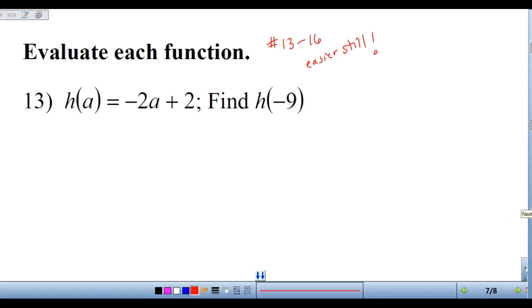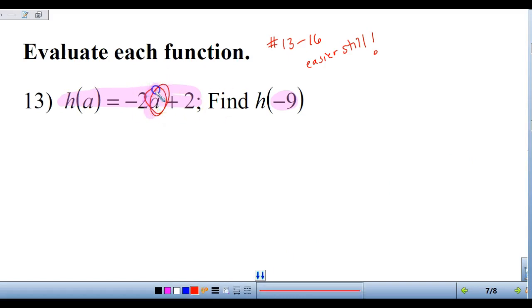And I won't even walk you through this one, but when you get to 13 through 16, this assignment was designed with the hardest ones at the beginning, and it gets easier and easier as you go along. So this one now is just like what you've been doing from the first day and in Renaissance. You're just going to find the one function for one number. So that means if you have this function and you want to find out what h of -9 is, all it means is you're going to plug -9 in for the variable.